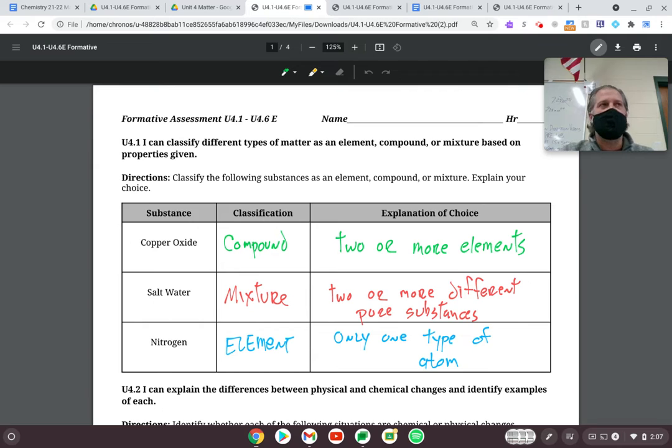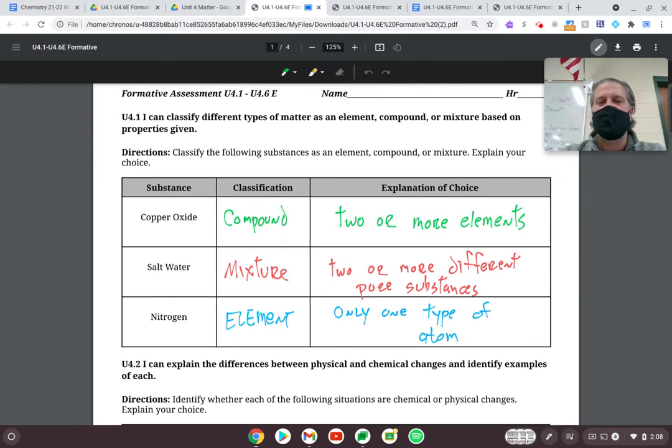In the case of the first one, copper oxide, I classified as a compound. It is a compound because it's made up of two or more elements, the copper and the oxygen. In the case of salt water, I said it was a mixture. The definition of a mixture is a substance made up of two or more different pure substances. And in this case, we have salt, which is one of the pure substances, and water, which is the other. Lastly, nitrogen is an element because it's only made up of one type of atom. In this case, just nitrogen atoms.